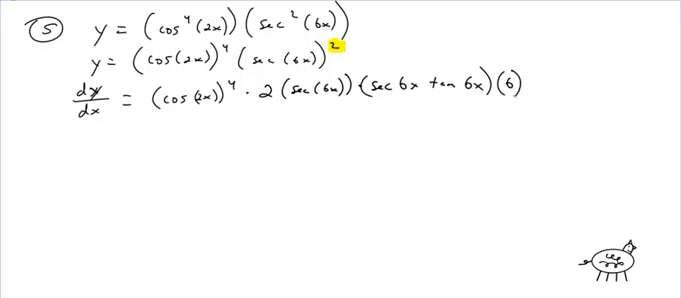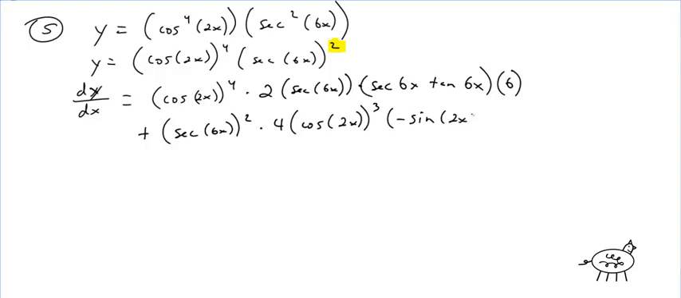So it's the first times the derivative of the second plus the second, so it's secant of 6x squared times the derivative of the first. Again, got to use the same rules. So it's times 4 cosine of 2x to the third power. The derivative of cosine is negative sine of 2x. And the derivative of 2x is 2. Brutal, brutal, brutal.